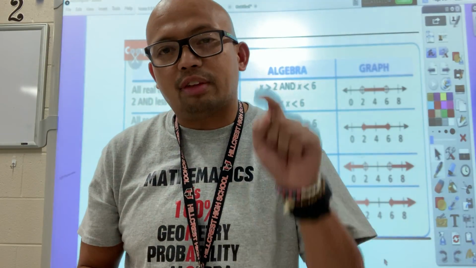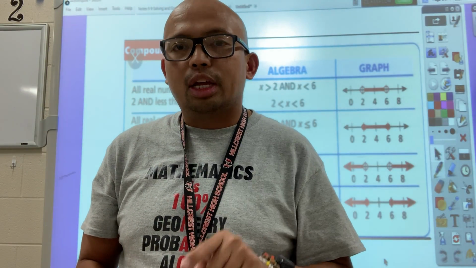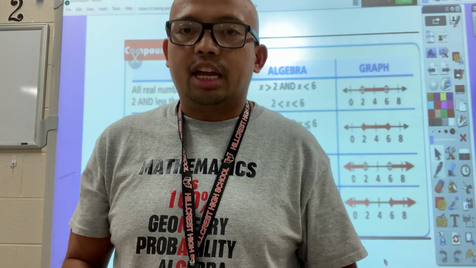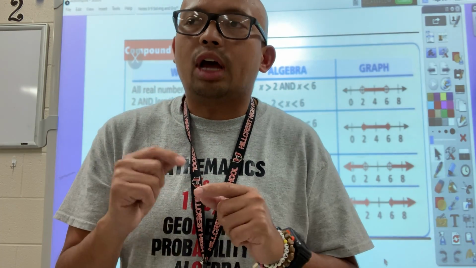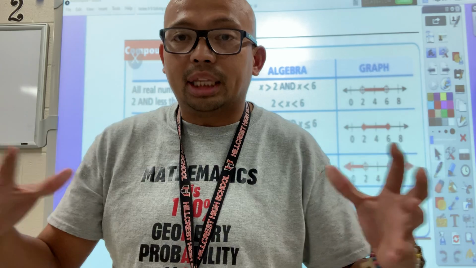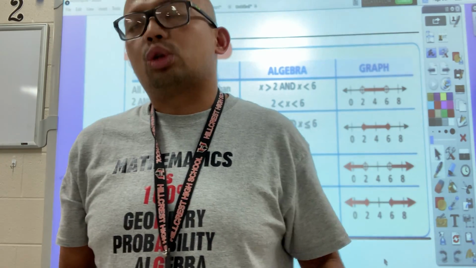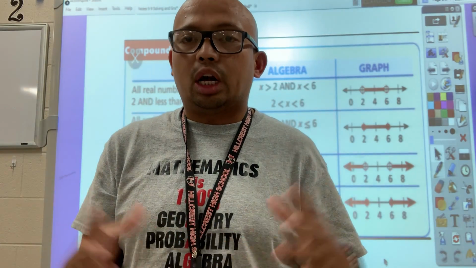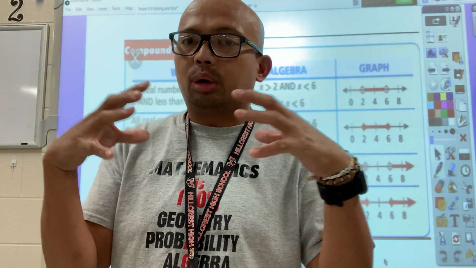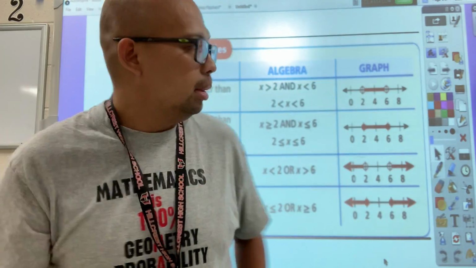And you need to write it in your bell work or in your notes that if it's an and problem, you look for the intersection. If it's an or problem, you have to combine them all together. So again, a compound inequality is when two simple inequalities are combined in the same statement.